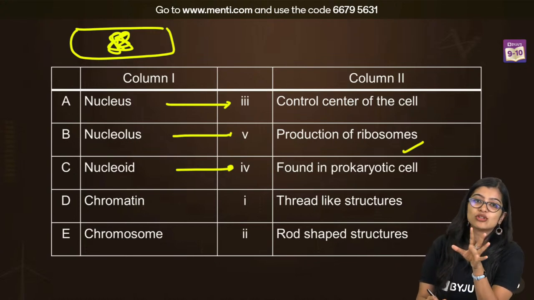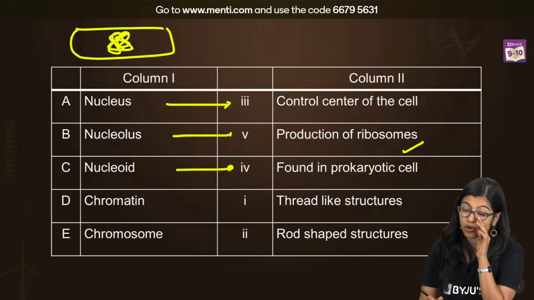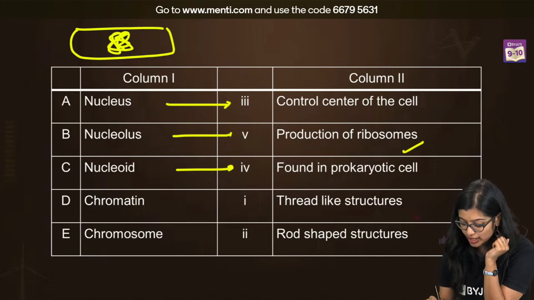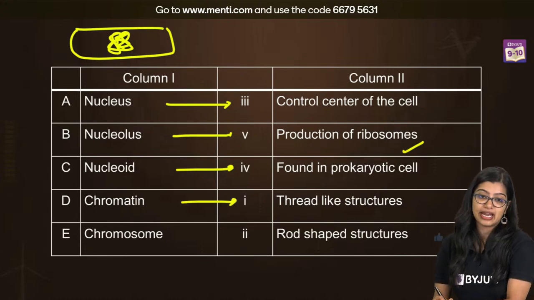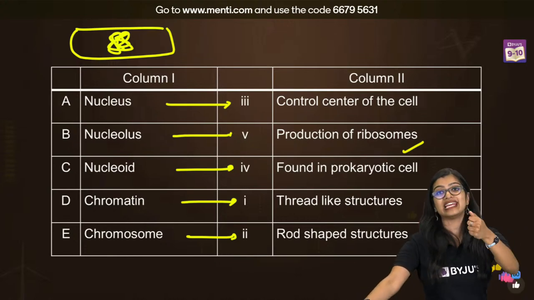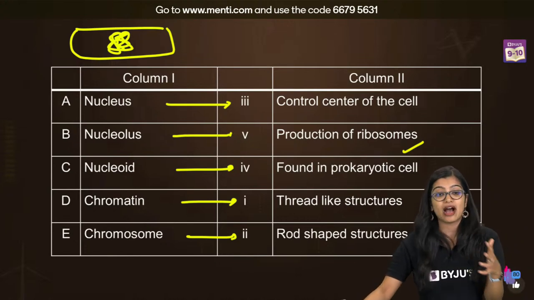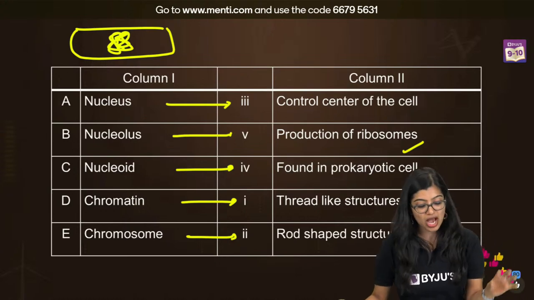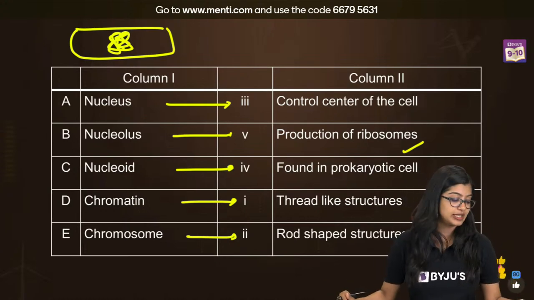Then you have chromatin and chromosome. On chromatin and chromosome, most of you will always make a mistake, right? Chromatin is the thread-like structure, while chromosomes are more highly condensed versions, which are rod-shaped structures. So I hope now all of you are clear with this.